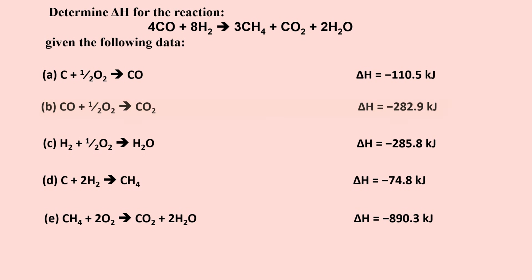Next, we're given the equation B, where 1 mole of carbon monoxide reacts with 1/2 mole of oxygen gas, O2, to produce 1 mole of carbon dioxide, CO2. And the delta H value for this reaction is negative 282.9 kilojoules.